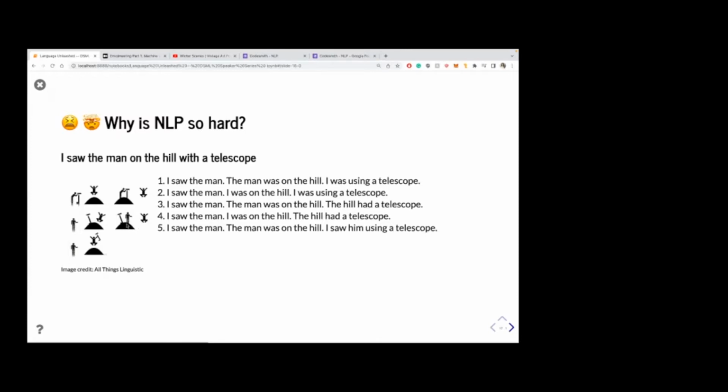And then the 5th one would be I saw the man who was on the hill, and I saw him using a telescope. So there are many, many, many ways to interpret this sentence. And if it's hard for us as humans, now imagine how hard it is for machines.